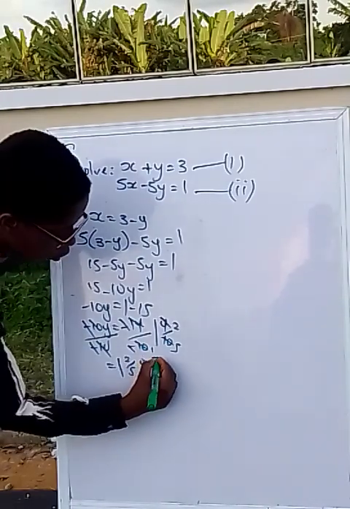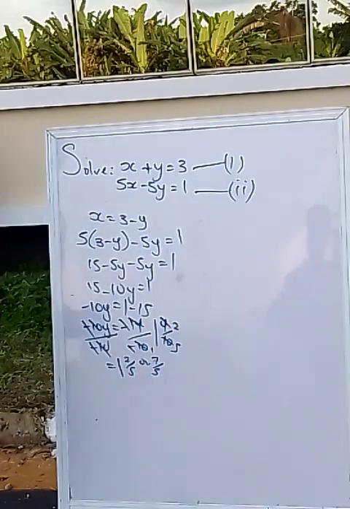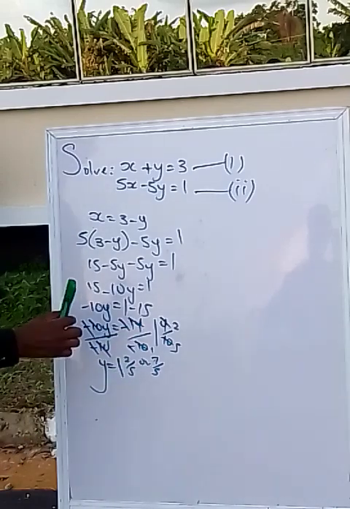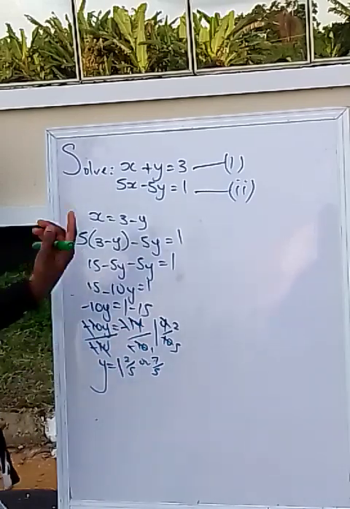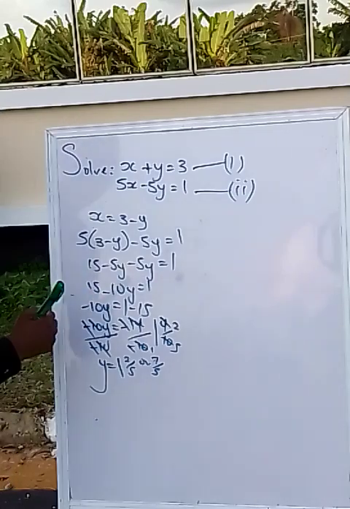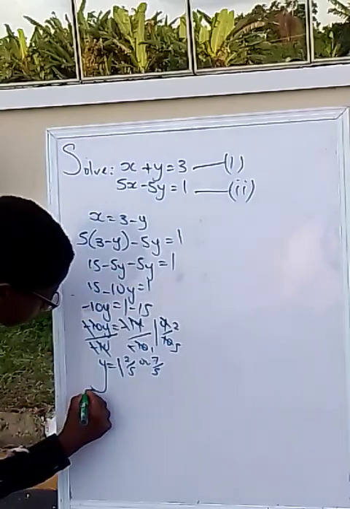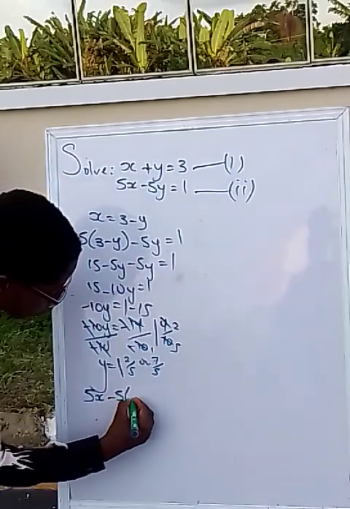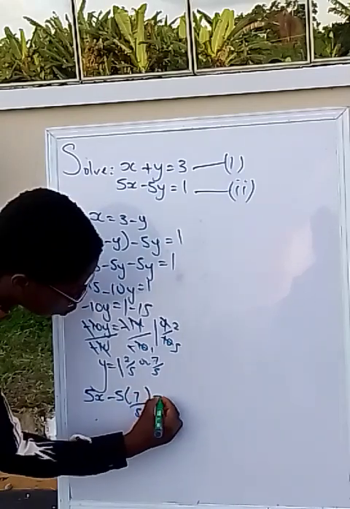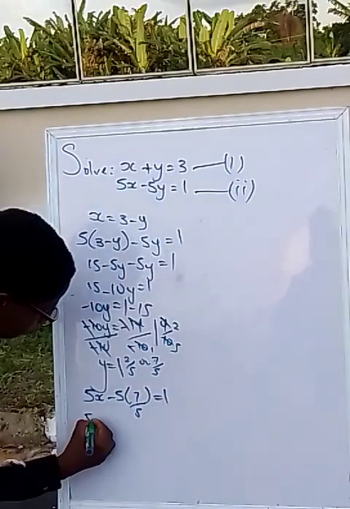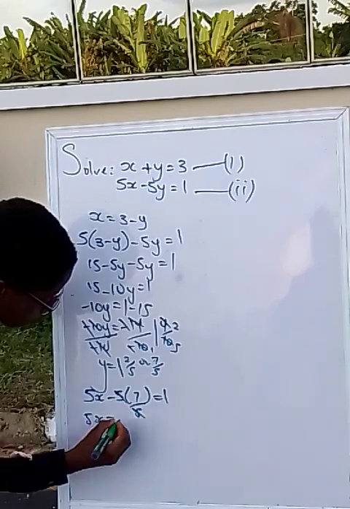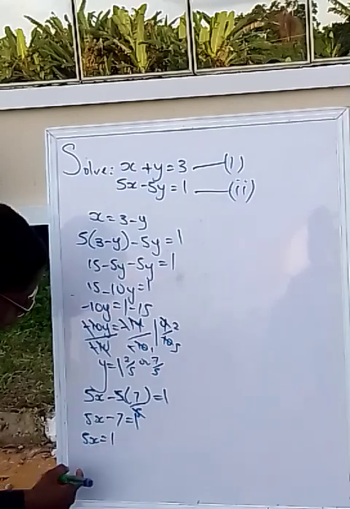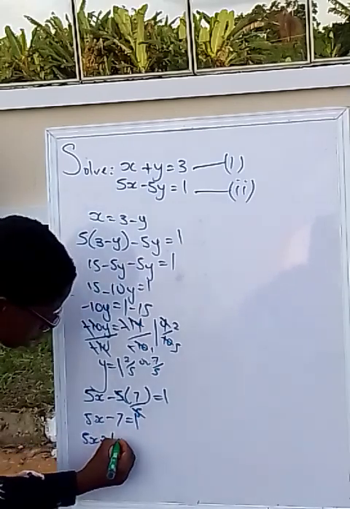Now, since we found our y to be 7 over 5, we substitute the value of y in any equation to get x. Let's use equation 2: 5x minus 5y, and our y is 7 over 5, equals 1. So we have 5x minus 5 times 7 over 5 equals 1. 5 cancels 5, so we are left with minus 7. So 5x equals 1, and when minus 7 goes to the other side, it becomes plus 7. So 5x is equal to 8.